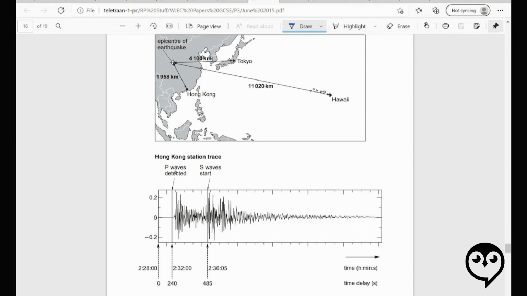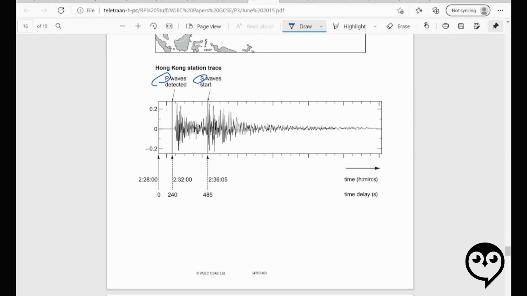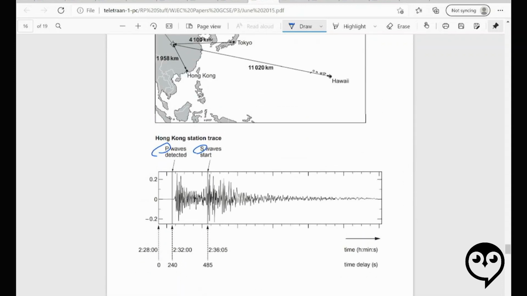Remember, P waves travel faster, so they're going to hit first, and then the S waves will come after. You can think of, this is probably why they're called this, P for primary and S for secondary. They're the second ones to come. And so they tell you the times here. They tell you how many second delay.